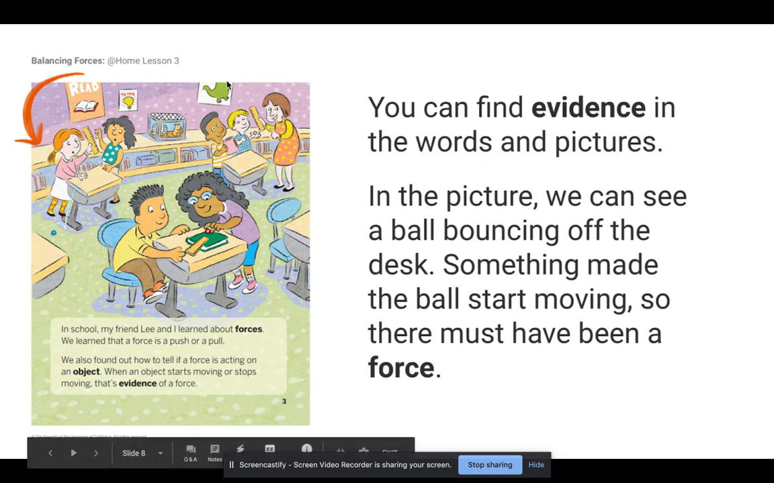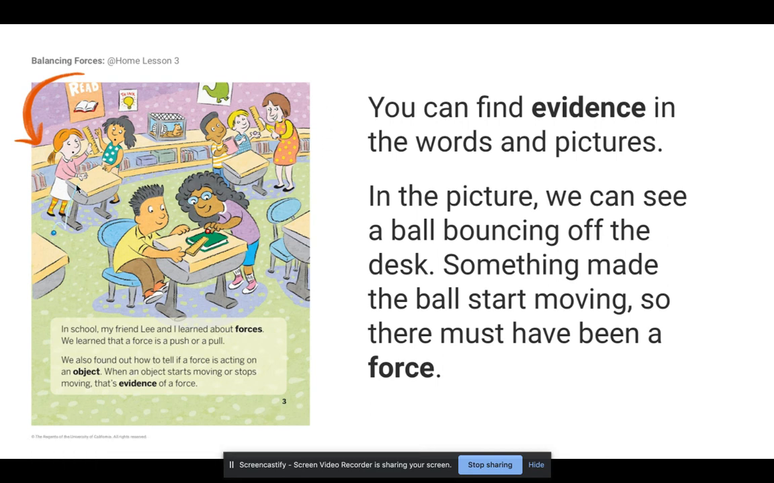Let's look at our picture. We can see right here that the ball bounced off the table. Something made that ball start to move. Now, the girl could have pushed it. Maybe the girl bumped into the desk to make the ball move, but something made that ball move, so there must have been a force involved.